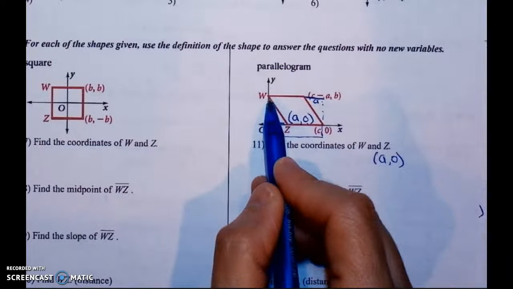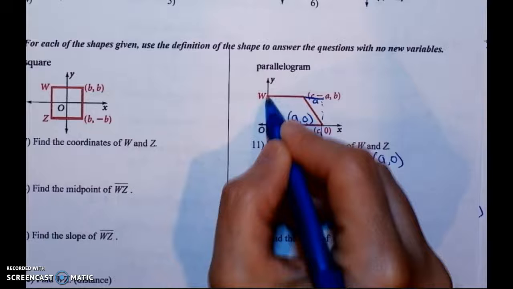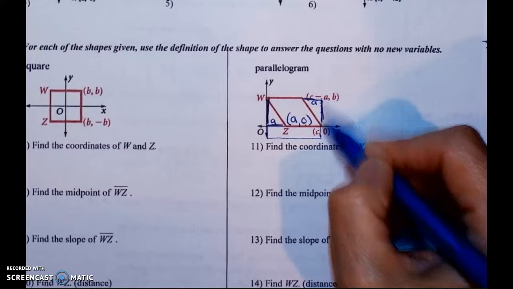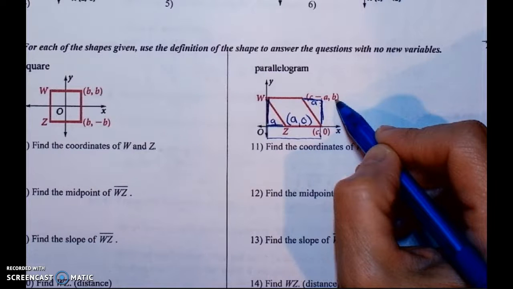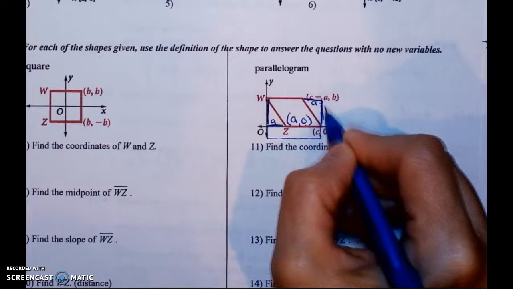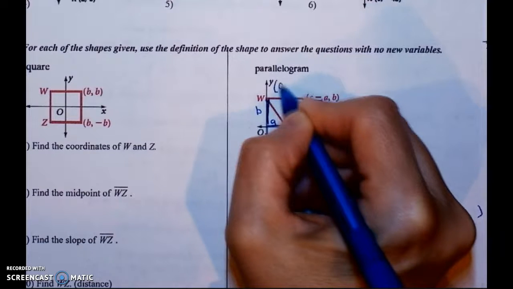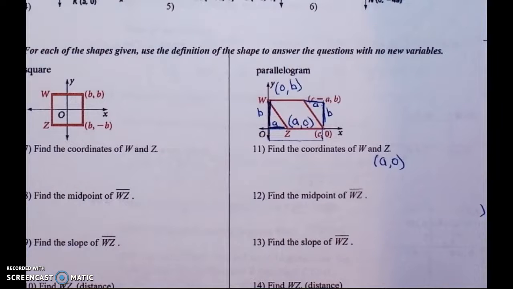Now we have to go find the coordinate of W. Notice again, we're not moving any left or right. I'm moving up this distance right here, which is the same as this distance right here. And we discussed it's the Y value that dictates the vertical distance. That means this is B and this is B. So the coordinates of W are 0 because I'm not moving anything left or right, and I'm moving up B units.